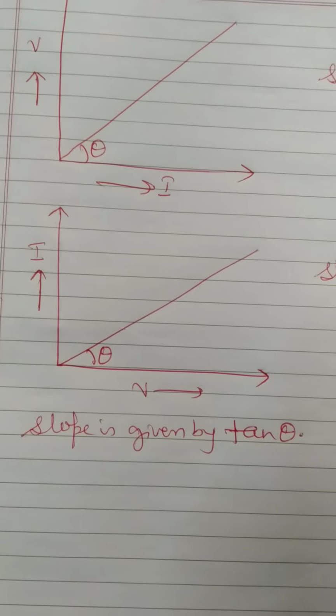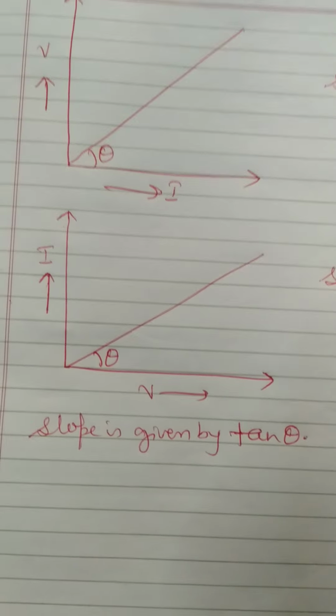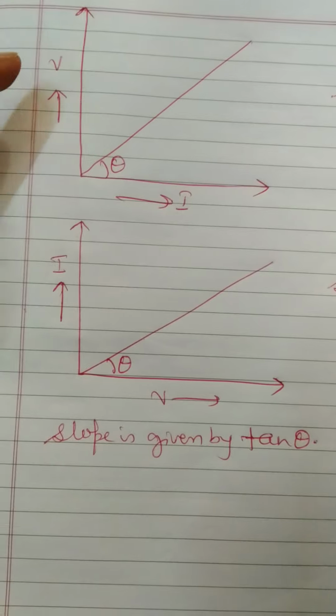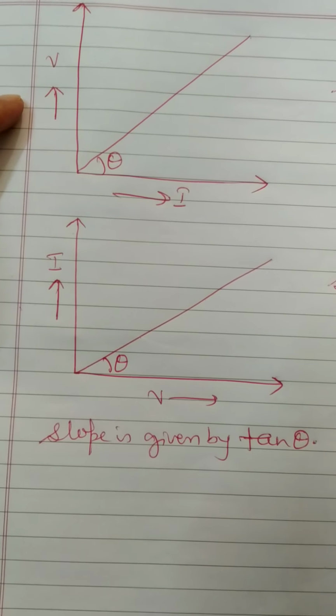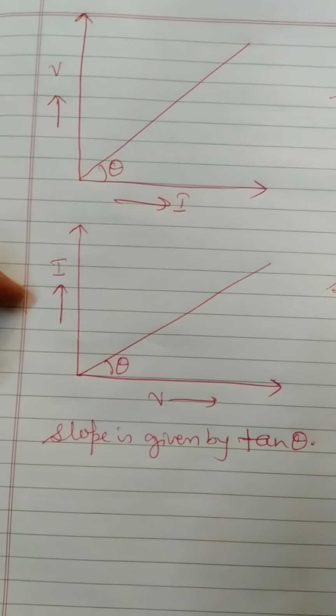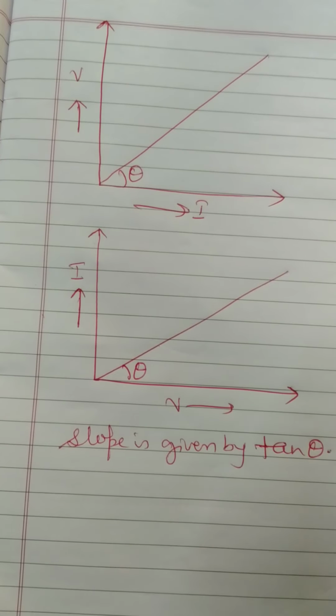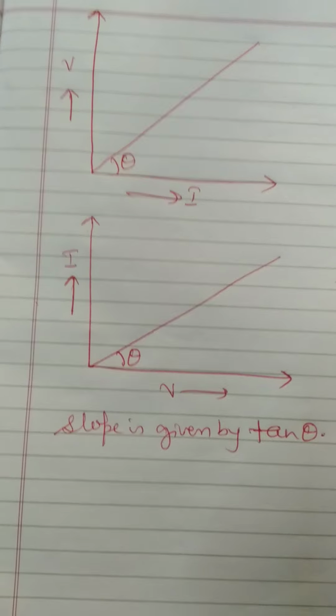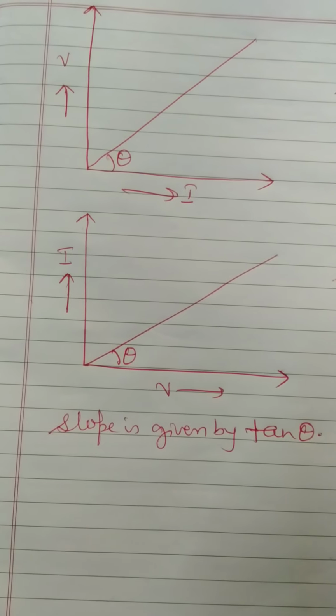Is it clear to everyone? I am again repeating the point. The slope of VI graph is equal to resistance. The slope of IV graph is equal to conductance. And if angle theta is given to you, then slope is given by tan theta.